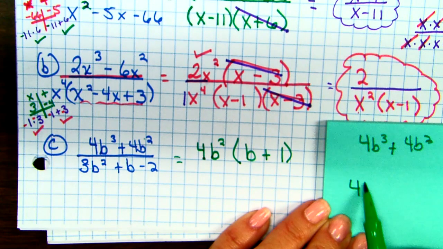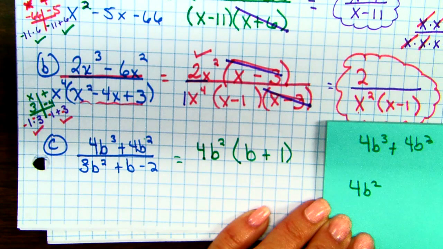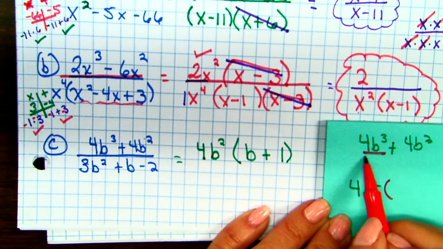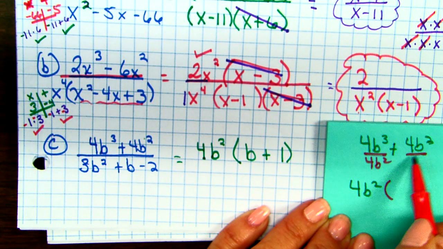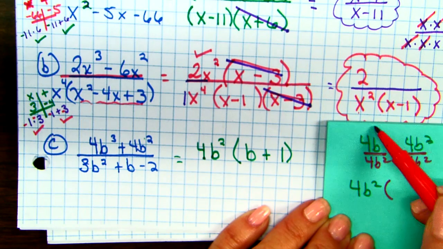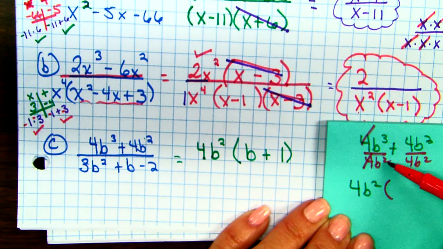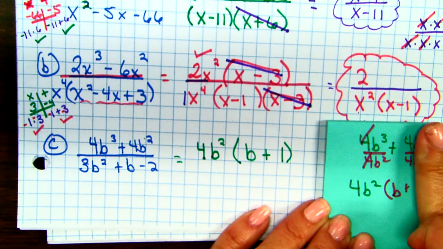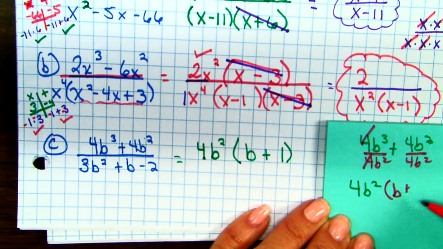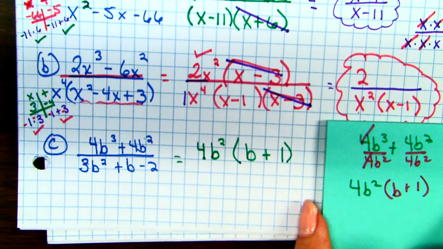So we decided that 4b squared was our GCF. So what I'm doing is dividing each of these by 4b squared. Okay, so the 4's cancel. There's 3 on top, 2 on the bottom. That leaves us with 1. And then identical twin on the top and bottom, just like 4 over 4 would be 1. 4b squared over 4b squared is also 1. So if you needed to show that step, you could.